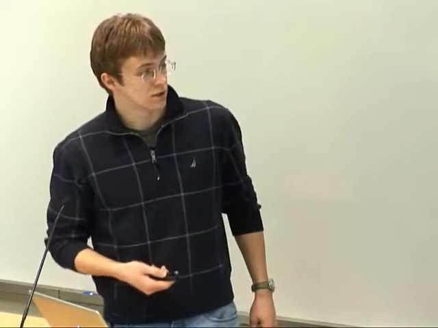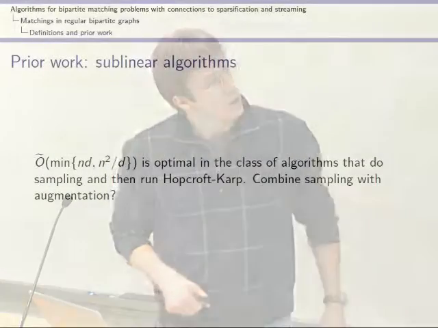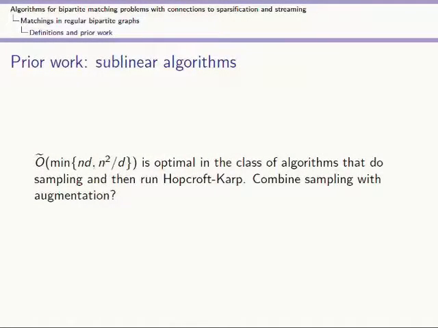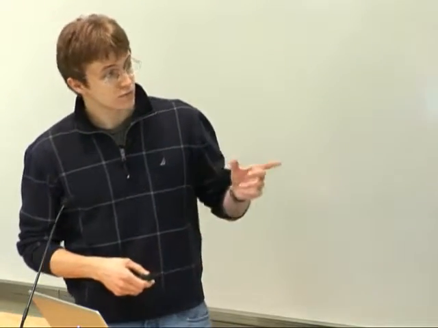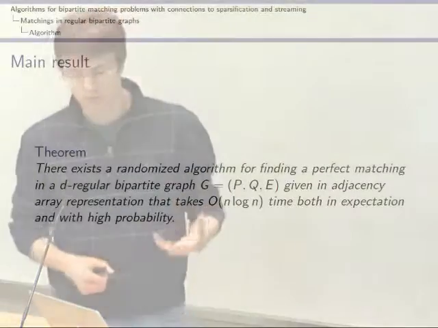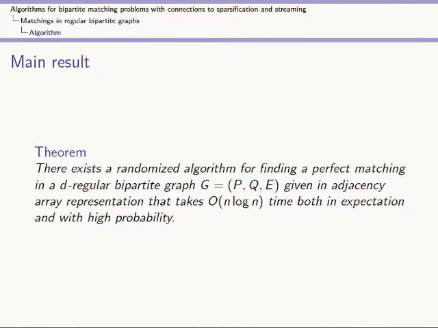Well, at this point, n to 1.5 is a fairly natural runtime for bipartite matching algorithms, especially given the Hopcroft-Karp algorithm. But then furthermore, one can see that this runtime is optimal if we commit to the scheme that we're using, that is uniform sampling first, and then running the Hopcroft-Karp algorithm. However, the structure of worst-case examples here suggested to us that perhaps we can get an improvement if we somehow manage to combine the sampling process and the process of augmentation. So this, in fact, can be done, and this is the main result of this part.